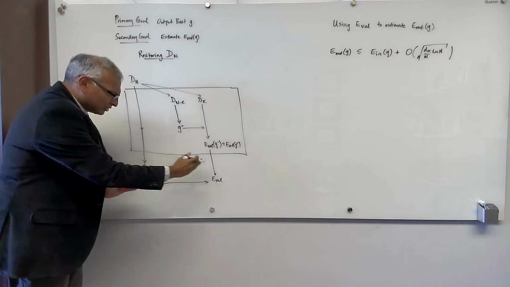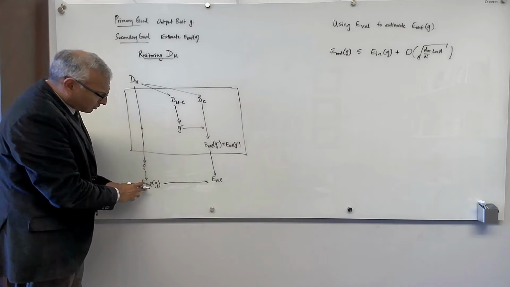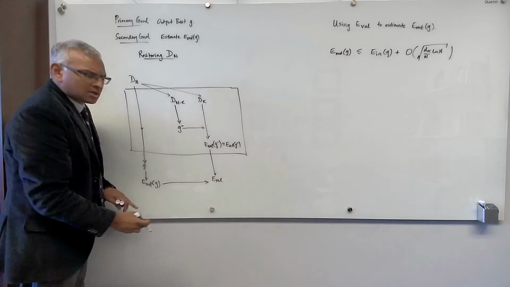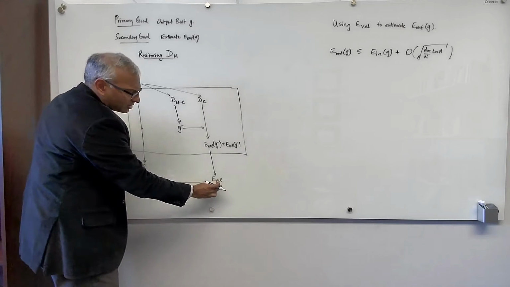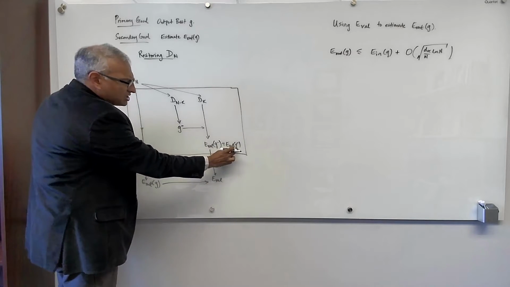But now we're doing something interesting here. We're doing validation, and so we're going to estimate E out of G using the validation error. But what is the validation error? The expected value of the validation. So the validation error is estimating E out of G minus.